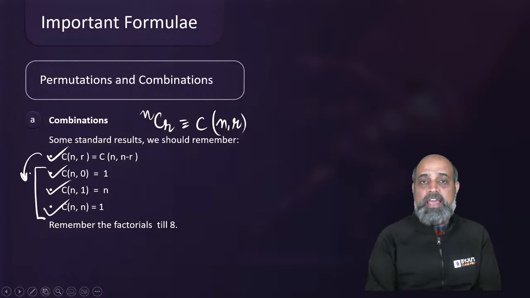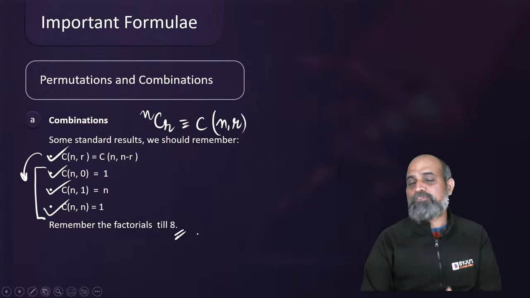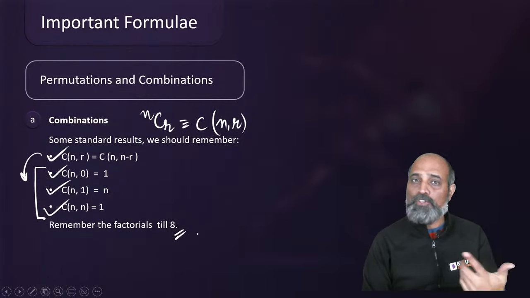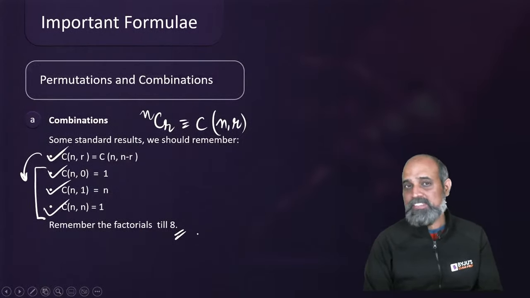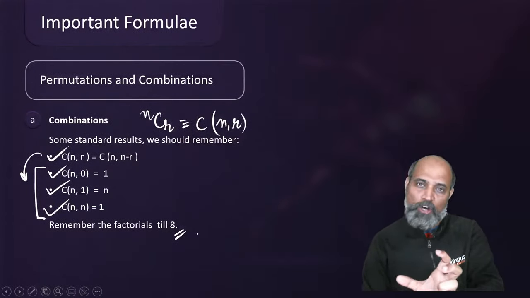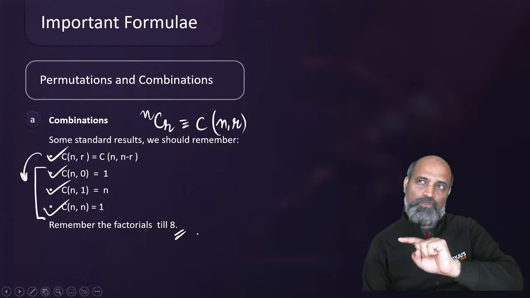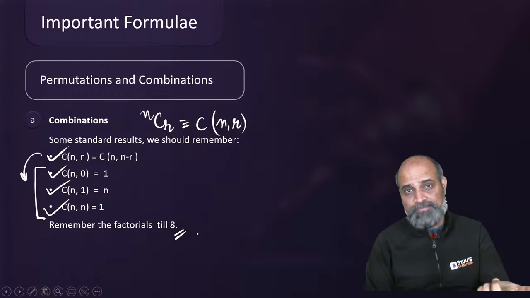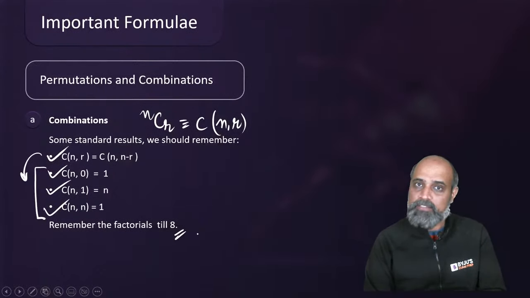And it's better if you remember the factorials up to 8. 1 factorial is 1, 2 factorial is 2, 3 factorial is 6, 4 factorial is 24, and so on, up to 8 factorial. If you remember them, sometimes looking at the options, you will have an idea as to whether they calculated 6 factorial or 7 factorial, so it's going to be quicker. That's it.